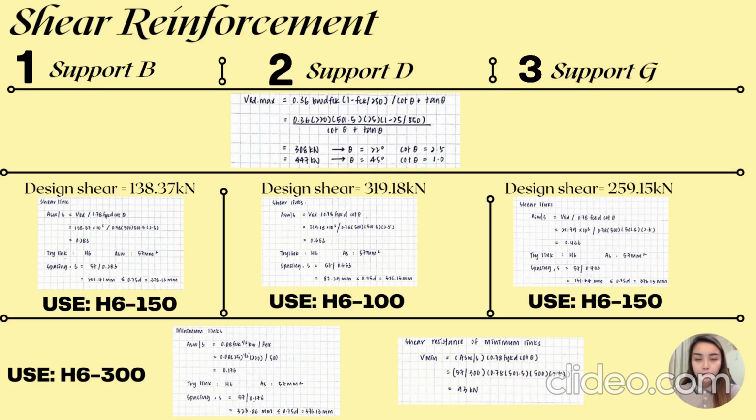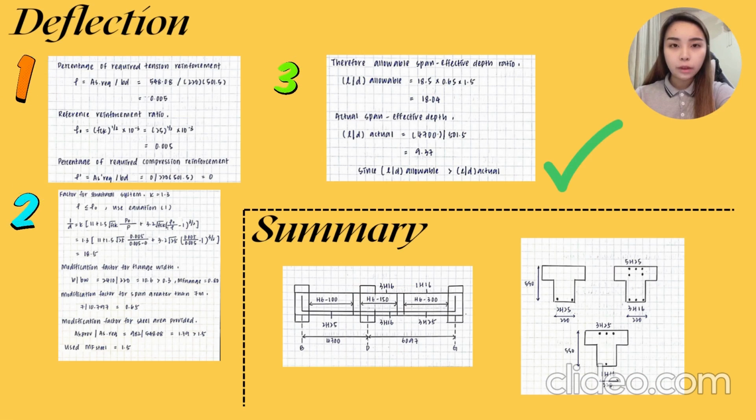There are also 3 parts in shear reinforcement. First is support B, second is support D, and the third is support G. Supports B and G use the same spacing, which is H6-150, and support D uses H6-100. For the deflection of the continuous beam, the factor of structural system is equal to 1.3. At the end, the condition is considered okay since the allowable span effective depth is smaller than the actual.